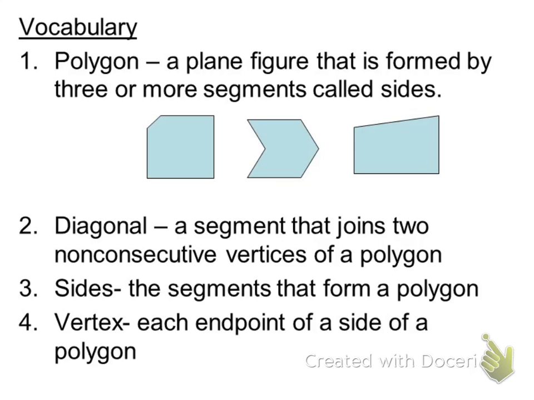So the first vocabulary word today is polygon. A polygon is a plane figure. Plane means flat, so not 3D. These are just 2D flat figures that are formed by 3 or more segments called sides.